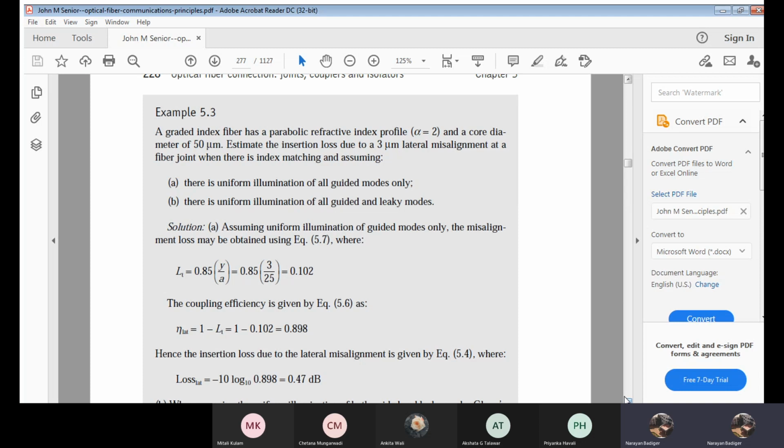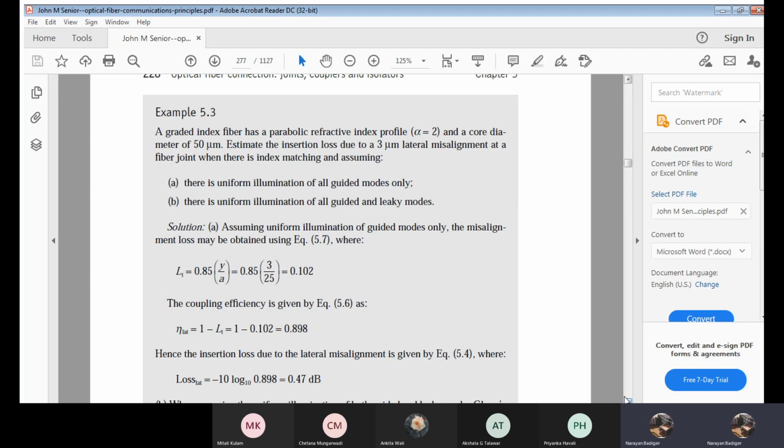Okay. Now what are all the given things here? This is parabolic. So alpha is 2. Core diameter is 50 micrometers. And we need to calculate the insertion loss. And we have y as 3 micrometers. Okay. Now we need to calculate this for two things again. One for guided modes only, and second for guided as well as leaky modes. And that leaky modes is nothing but due to lateral misalignment and due to angular misalignment. Okay. Now those two things we need to consider over here.